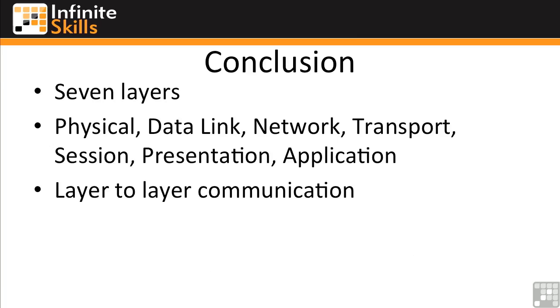In conclusion, there are 7 layers to the OSI model. That's the physical, data link, network, transport, session, presentation, and application. And of course, this is all layer-to-layer communication. You would never have layer 2 on one side communicating with layer 3 on another side. That's just not the way it works. So it's layer-to-layer communication.